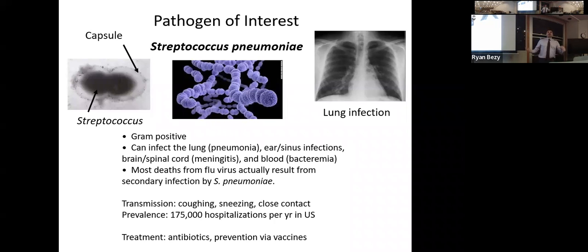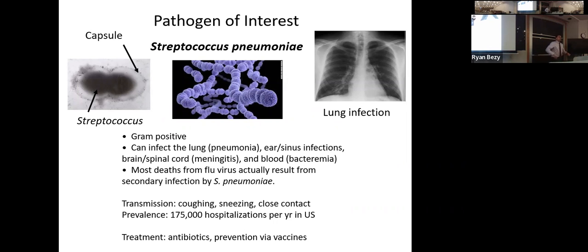That's in contrast to COVID-19, which just kills people. That's one of the reasons why COVID-19 is considered much more severe than the flu. So most deaths from the flu virus actually result from a secondary infection from Streptococcus pneumoniae, causing a flu and then pneumonia case after that.